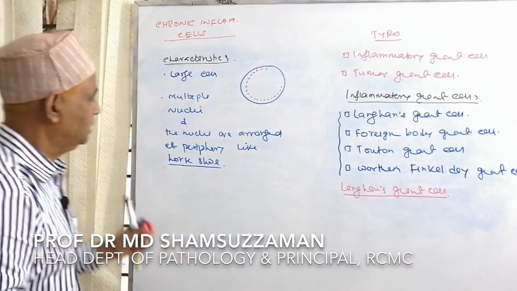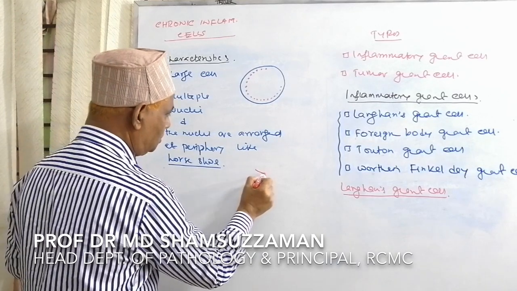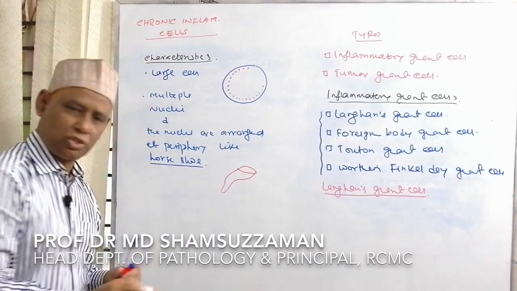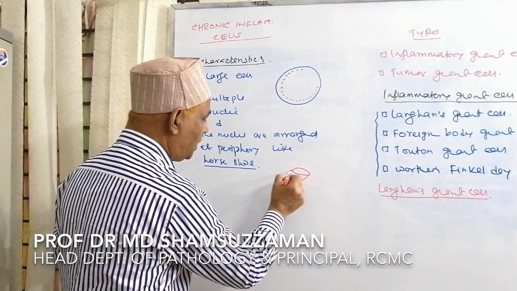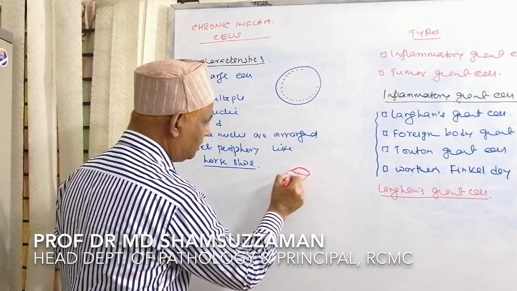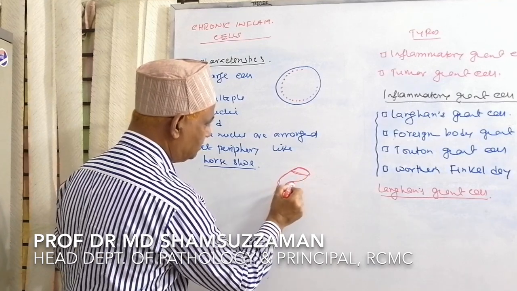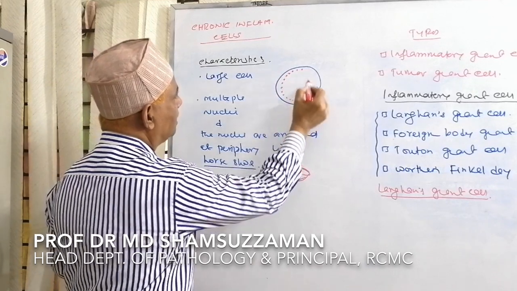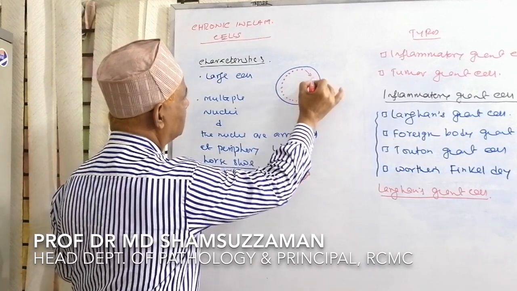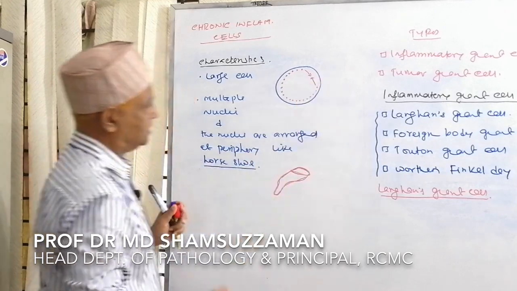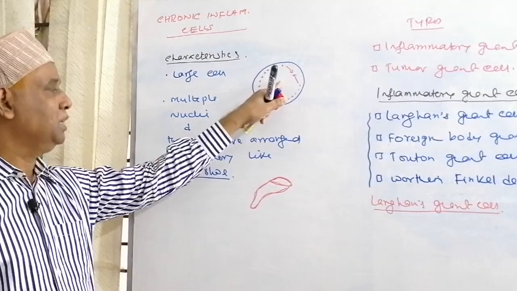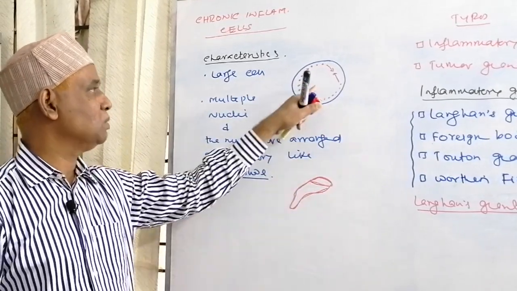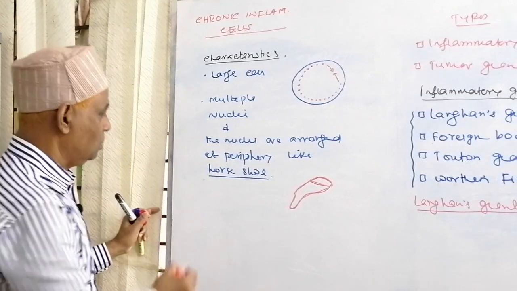You know, this is the horseshoe. One end is open and all along it is confined. Like this, the nuclei are arranged at the periphery all along except at this part, and this part is devoid of nuclei. So an arrangement like this is called Langhans giant cell. And due to the arrangement of the nuclei like a horseshoe, it is also called horseshoe giant cell.